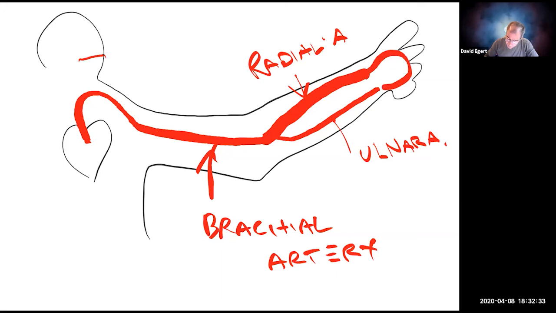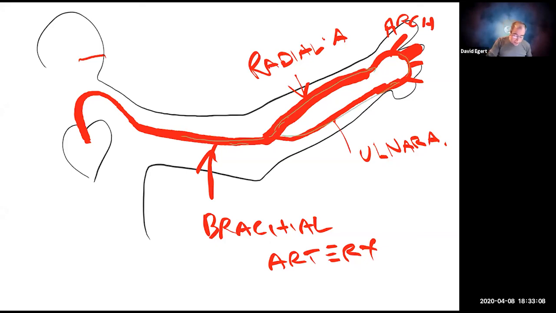And then there's what's called the palmar arch. And so why this is interesting is there are more than one. If you're going down to get to the lower arm, the main pipe is the brachial artery. But once you get past the elbow, there's two ways to get to the hand. You can either go down the radial artery or you can go down the ulnar artery, and they interconnect.